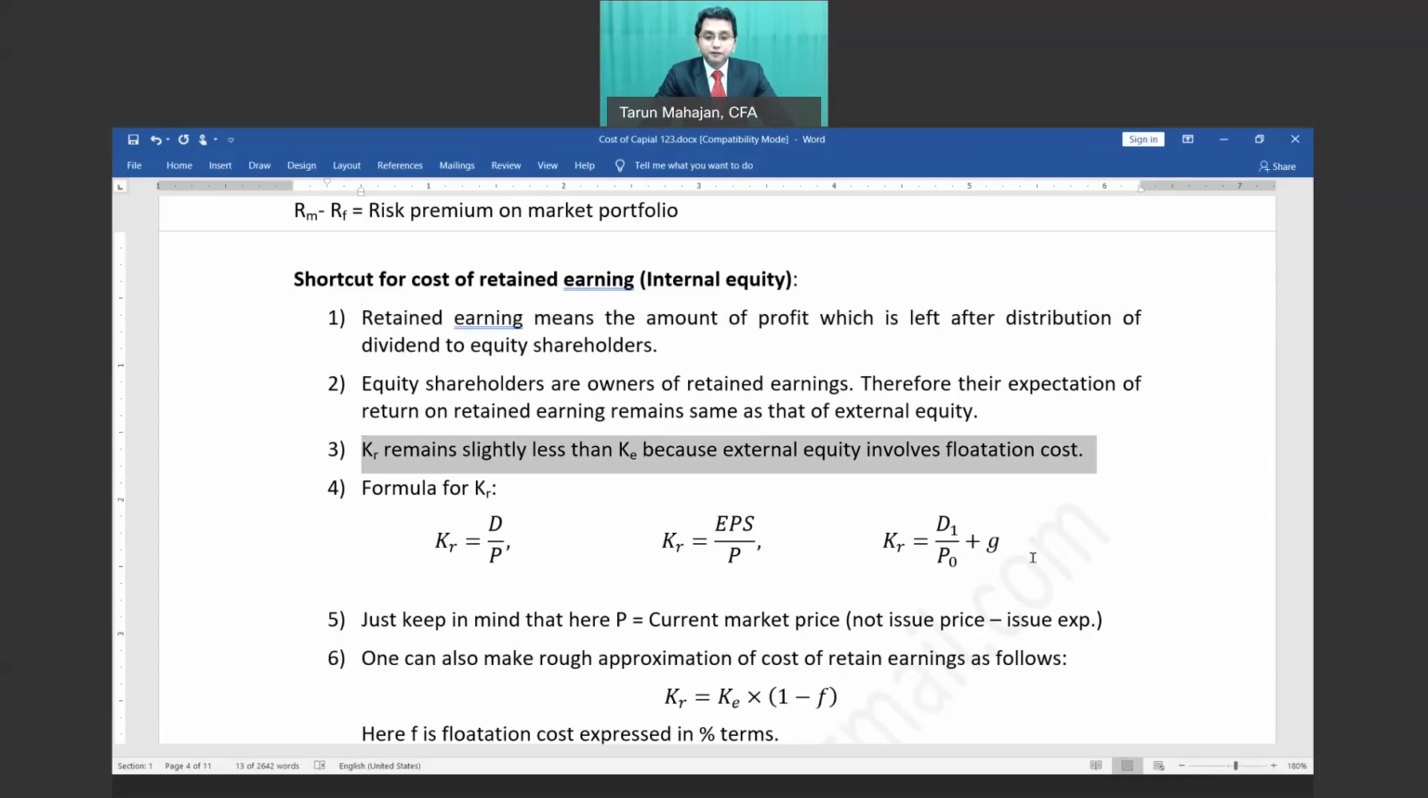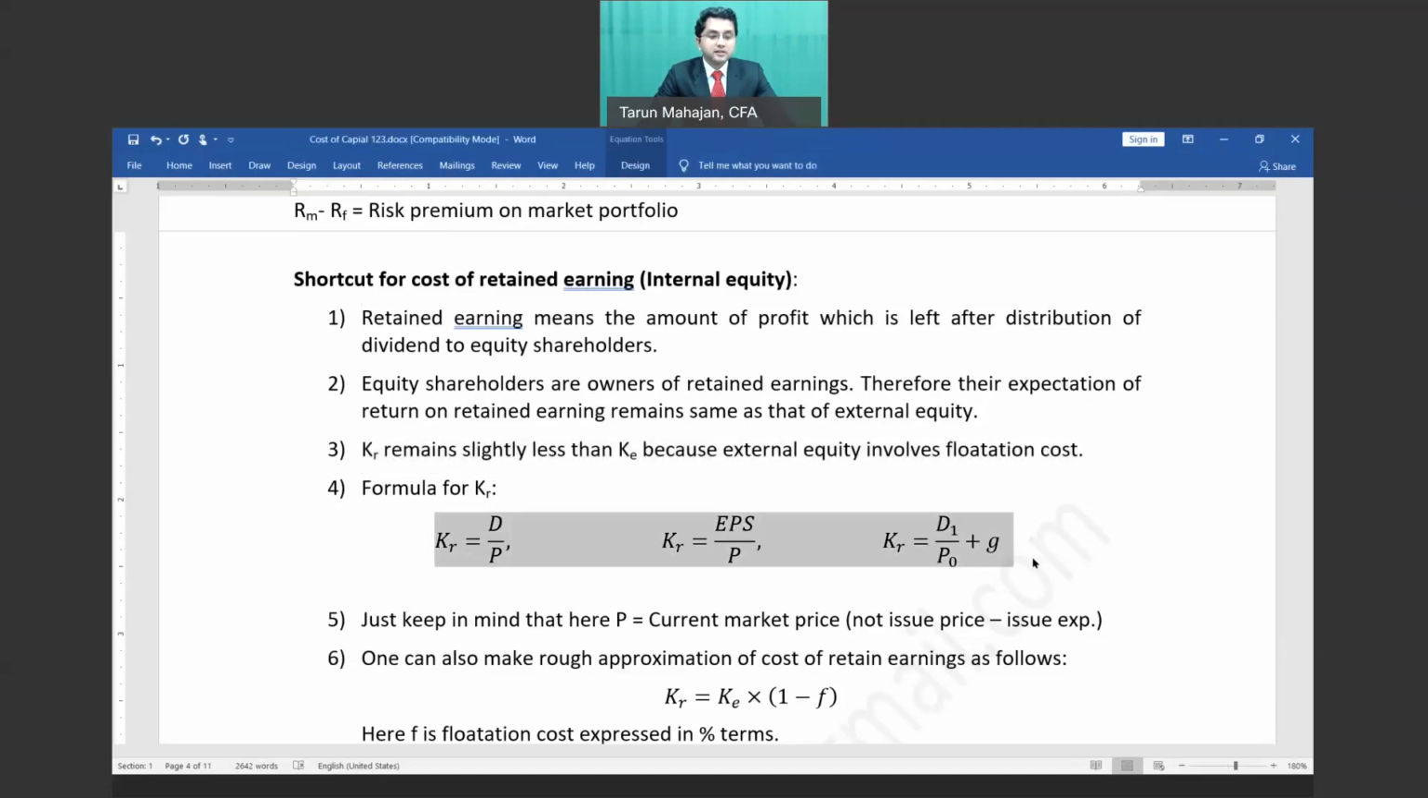But in case of retained earnings, no issue expenses are involved. So the formula for cost of retained earnings is the same as the formula for cost of equity. Under the dividend capitalization approach, it is D upon P. Under the earning capitalization approach, it is EPS upon P. Under the growth approach, it is D1 upon P0 plus G.